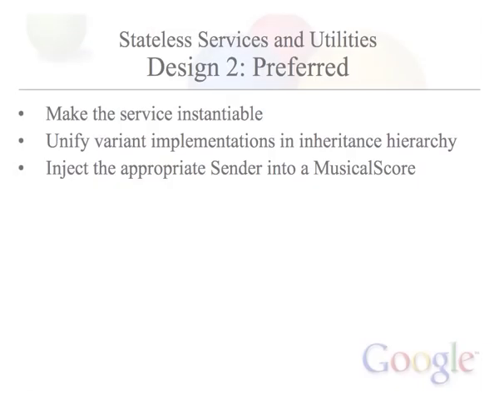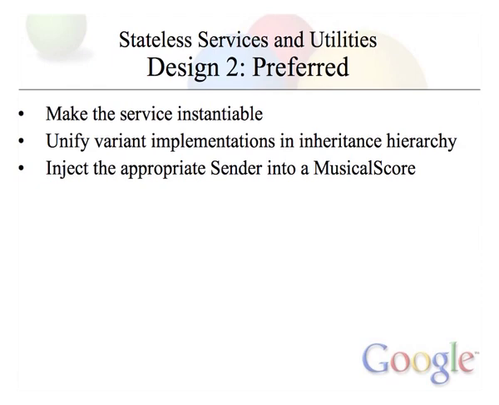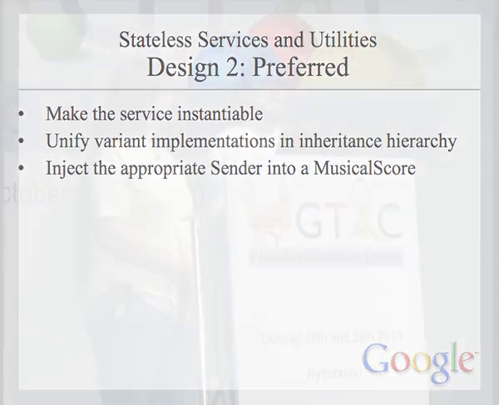Okay, so instead of having these brittle static connections, our preferred design is to make the service instantiable, or at least to have a class that we can instantiate that accesses the service on behalf of the consumer. This allows us to take advantage of an inheritance hierarchy to unify the variant behaviors, and we can inject a subclass of a sender interface into the musical score. The code looks like this.